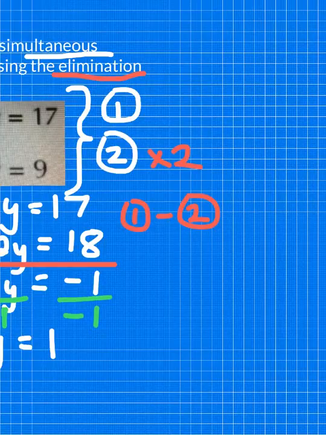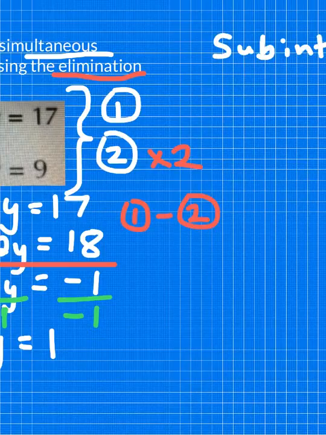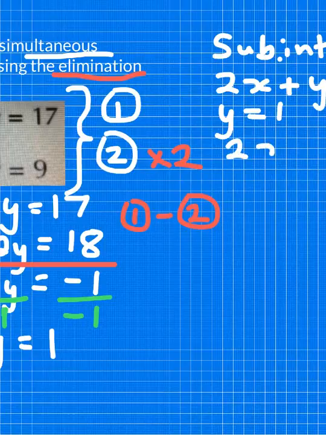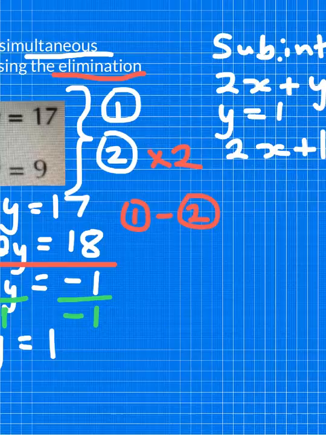Then, in order to work out what x is, I can now substitute into one of the equations. I think I might actually substitute into equation number 2, because equation number 2 is a little bit easier. Equation 2 is 2x plus y is equal to 9. We know that y is equal to 1. So now we can say that it's 2x plus 1 is equal to 9. And then we can go ahead and solve this equation.